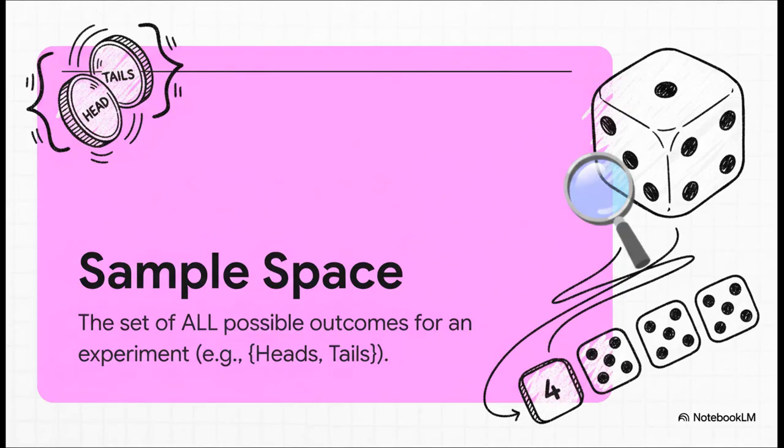And finally, what if you list out every single possible thing that could happen in an experiment? Well, that complete list is what we call the sample space. Think of it like the entire menu of possibilities. For that coin toss, the menu is pretty short. Just heads and tails. For a 6-sided die, the menu has 6 items, 1, 2, 3, 4, 5, and 6.